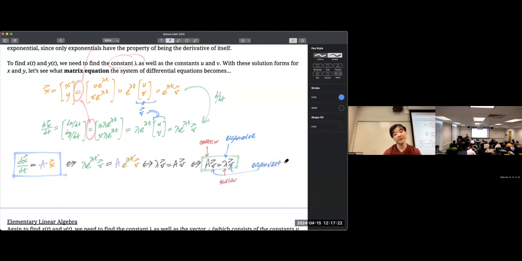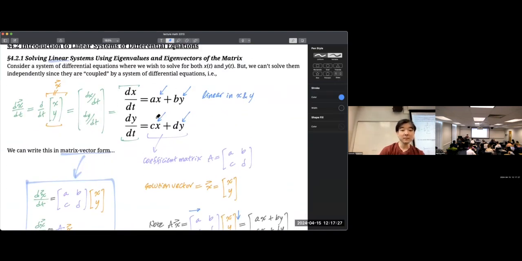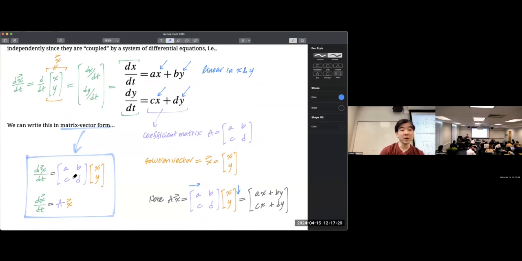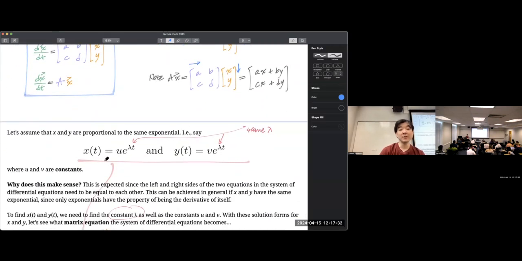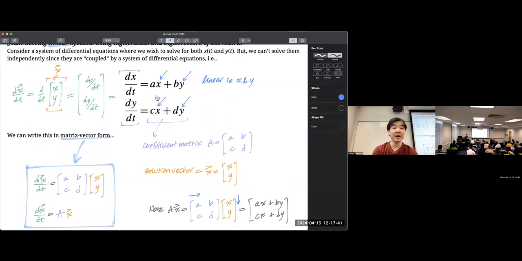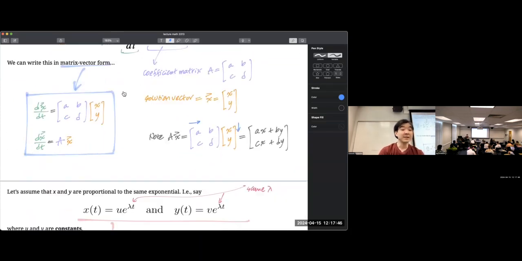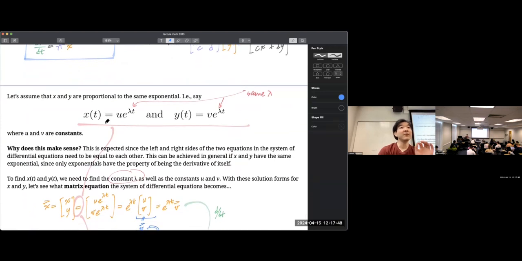Okay, so what happens is that, what did we do? We took this system, we rewrote it in a matrix vector form. We proposed that a good solution form for this appears to be u e to lambda t, v e to lambda t, where the lambdas are the same because we need to make sure those exponentials end up being the same. Otherwise, we're not going to get everything on the right-hand side to have the same exponential as the left-hand side. The u and the v we still keep free. They can be whatever. But we're going to try to find the u and v constants that will force this thing to satisfy the differential equation.